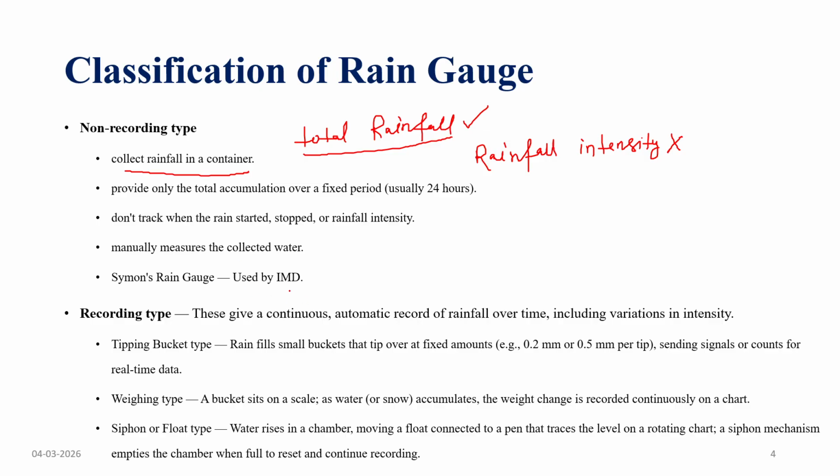Indian Meteorological Department. The recording type rain gauge gives a continuous automatic record of rainfall over time, including variation in intensity. This recording type rain gauge will tell when the rainfall starts, when it stops, and what the intensity of the rainfall is at different durations. Tipping bucket type, weighing type, siphon or float type are examples of recording type rain gauges.